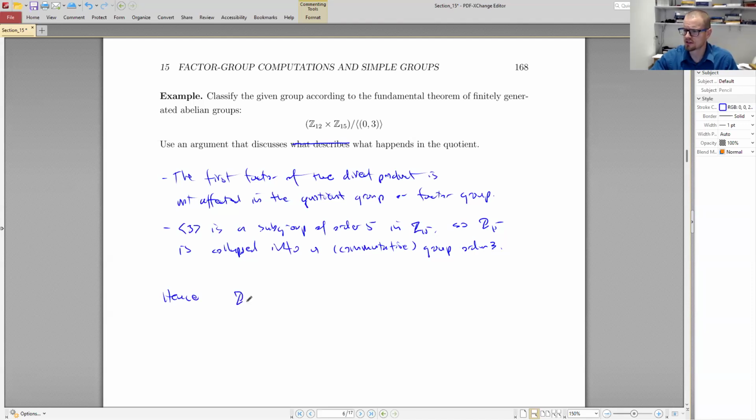Okay. Hence, we take this quotient, Z12 direct product with Z15, quotient by what's generated by 0, 3. This is going to be isomorphic to, okay, we didn't touch Z12, so we expect that to stay the same. In Z15, we're collapsing into a commutative group of order 3, so that should be isomorphic to Z3. And that's precisely what we're looking for. So with these two comments, right, the first factor is not affected. The second factor is collapsed into a commutative group of order 3. Hey, commutative group of order 3, that's Z3, no problem. And so that's a sufficient explanation for what we get in that direct product.